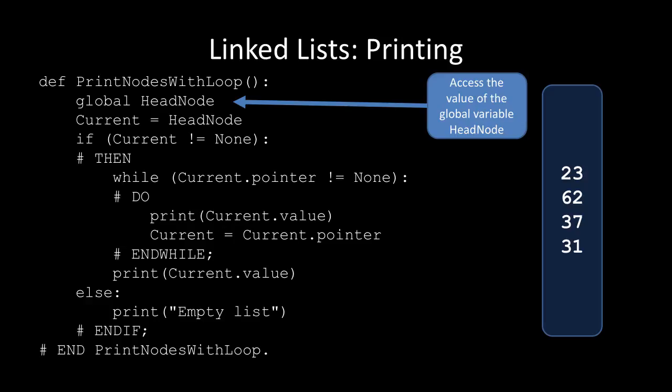And as I said, the global means we're accessing a global variable. And what we get is simply each value printed out: 23, 62, 37, and 31.